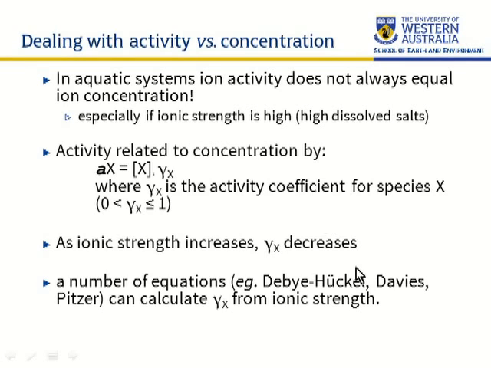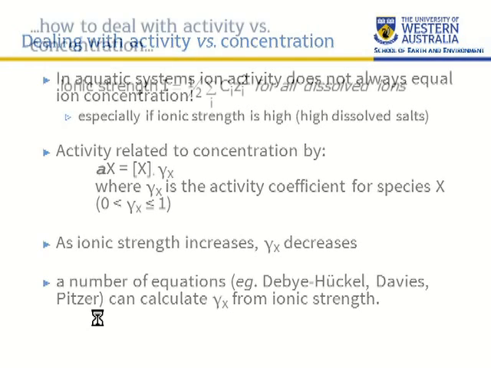Now, fortunately, there's plenty of theory surrounding this, and there are a number of different equations which allow us to calculate our activity coefficient, these gamma X values, from the ionic strength. Now, they're all valid under slightly different conditions. Often we use the Davies equation because it has a wide range of applicability to different ionic strengths. It doesn't cope very well with very high ionic strength, where we tend to use something called the Pitzer equation.